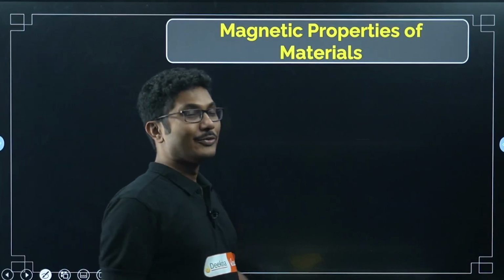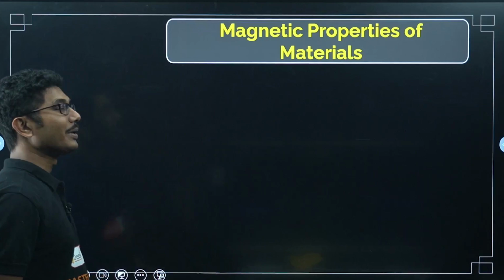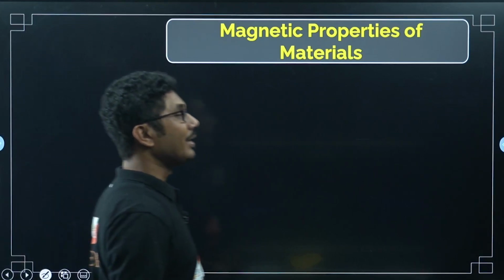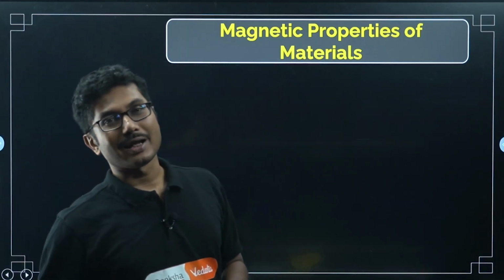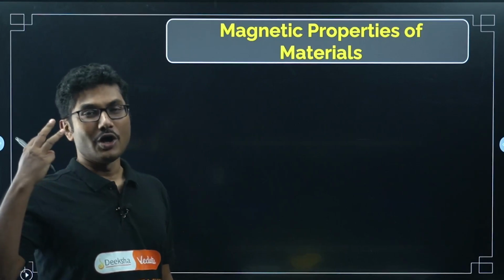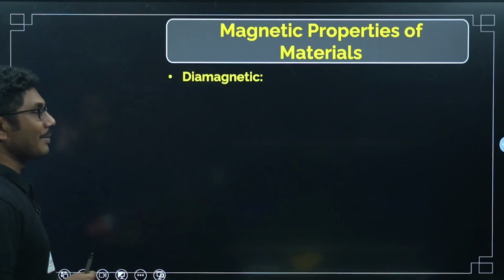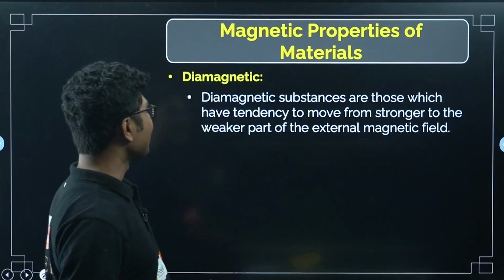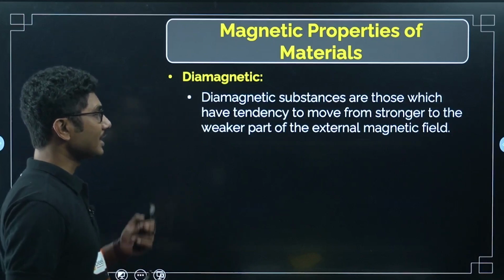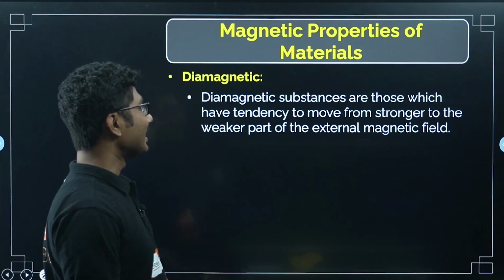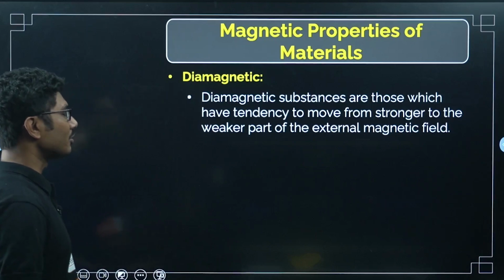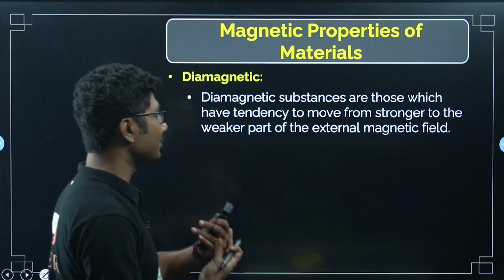Now we are moving into magnetic properties of materials. Based on the properties of the material, we classify magnetic materials into 3 parts. First is diamagnetic. What is diamagnetic material? Diamagnetic substances are those which have a tendency to move from the stronger to the weaker part of the external magnetic field.